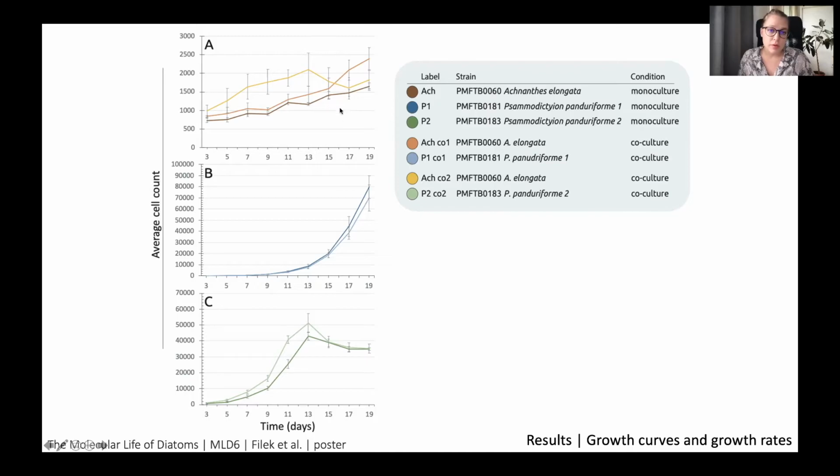What we could notice was that even in the 19 days, the monoculture and the first co-culture Achnanthes did not reach stationary phase, but the Achnanthes in the second co-culture with the bigger Psammodictyon started reaching stationary phase around day 13, as well as its competitor. So these blue ones are Psammodictyon, the first strain, monoculture and co-culture, and here it's the same based on the legend that you can see on the side here.